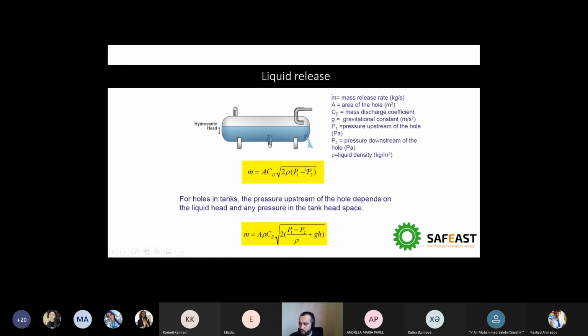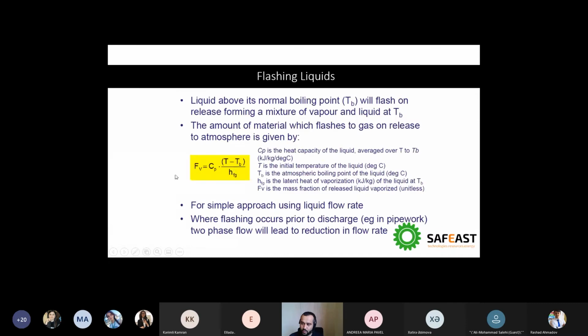So let's say you did your calculation and you identified that from this scenario your release rate will be 10 kilograms per second, and you are trying to identify which fraction of this will evaporate and which fraction will stay as a liquid. Out of this, if 3 will evaporate and 7 stay as a liquid, this is what you are interested in at the end of the day.